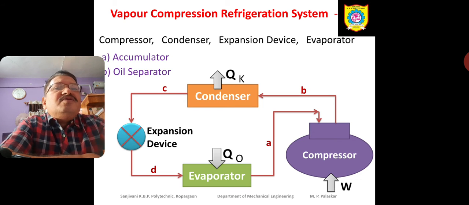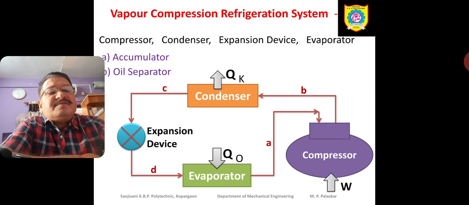An oil separator is also used in some applications, like an ice plant. When the refrigerant vapor enters the compressor, it will carry along with it some lubricating oil which is present in the compressor, outside the compressor. Due to this, the compressor may be damaged due to lack of lubrication. So we use the oil separator between the compressor and the condenser. The oil will be separated from the refrigerant, and it will be returned back to the compressor wherever lubrication is required.